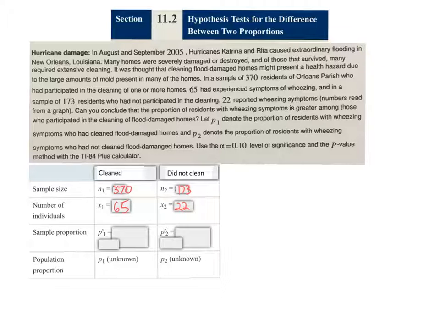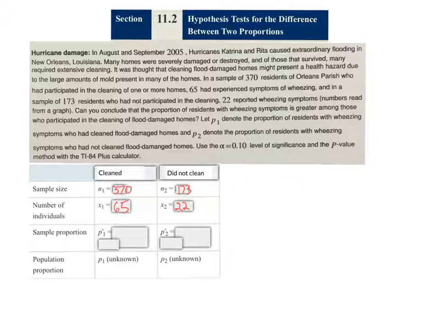All right. And if we recall from P hat, P sub 1 hat and P sub 2 hat, here we calculated this by simply taking our x and dividing it by n. So if you want to write that formula, x over n, just as a little reminder, let's go ahead and do that. So I'm going to take out my calculator. I'll divide that with you. So 65 divided by 370.